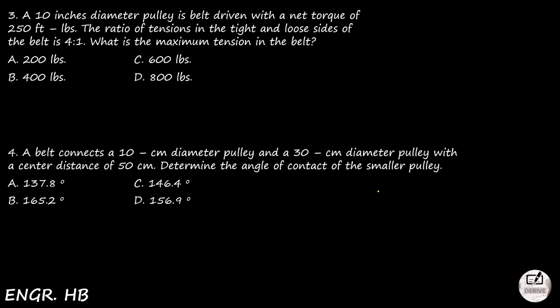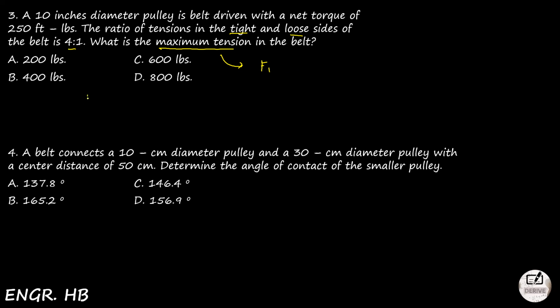Okay, for the third question, a 10 inches diameter pulley is belt driven with a net torque of 250 foot-pounds. The ratio of tensions in the tight and loose sides of the belt is 4:1. What is the maximum tension in the belt? So we are looking for the maximum tension, which, as I said earlier, is always the F1. Hindi natin siya mahuli kasi wala tayong involved na design stress or belt thickness or width. So we should use that belt tension ratio.